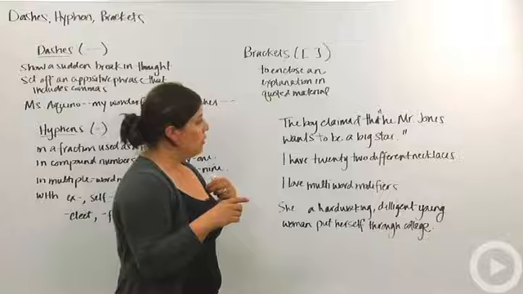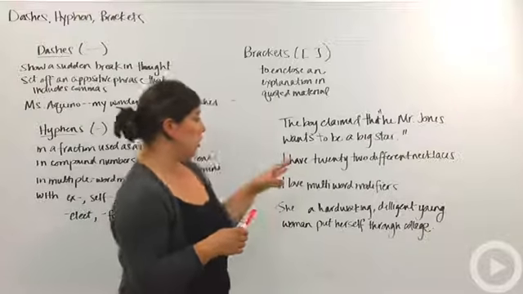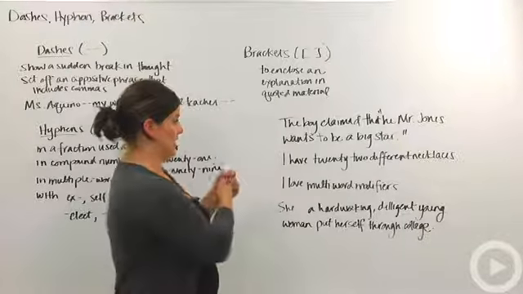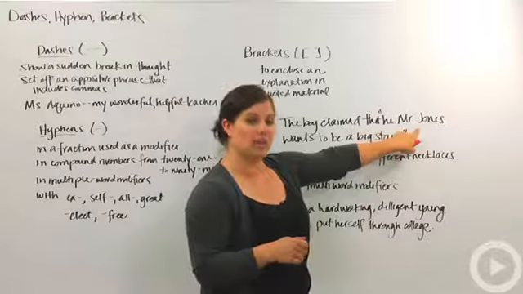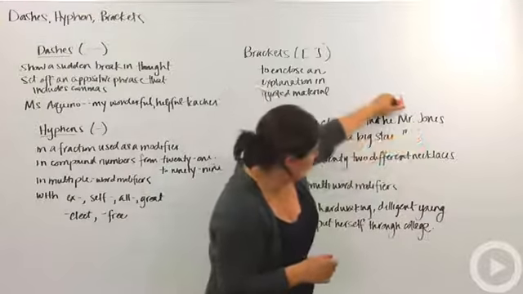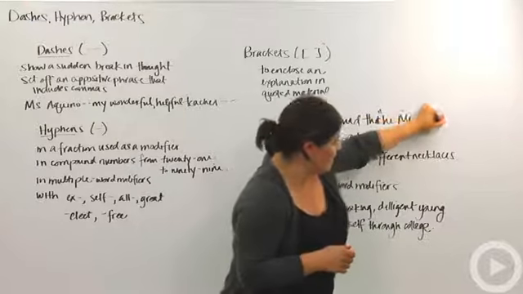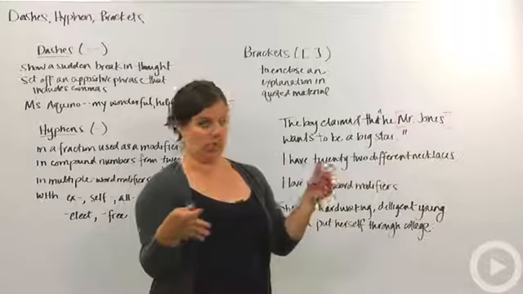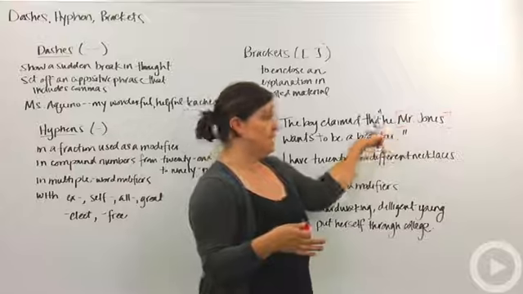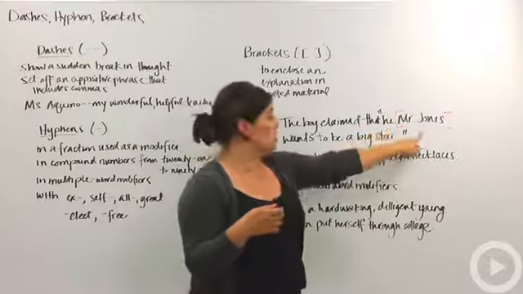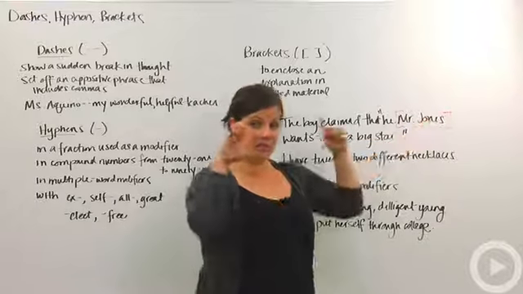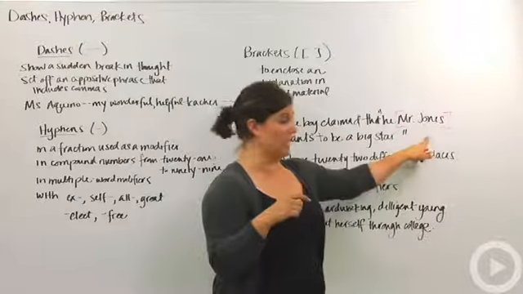All right. The boy claimed that he, Mr. Jones, wants to be a big star. All right. So if we look here, we've got he and we've got Mr. Jones that adds a little bit more clarification. What we can assume is that Mr. Jones was not part of that original quotation, but if we leave it at he, the audience might not be aware of who he is referring to. So as a writer, we added Mr. Jones inside of brackets to provide that clarification.